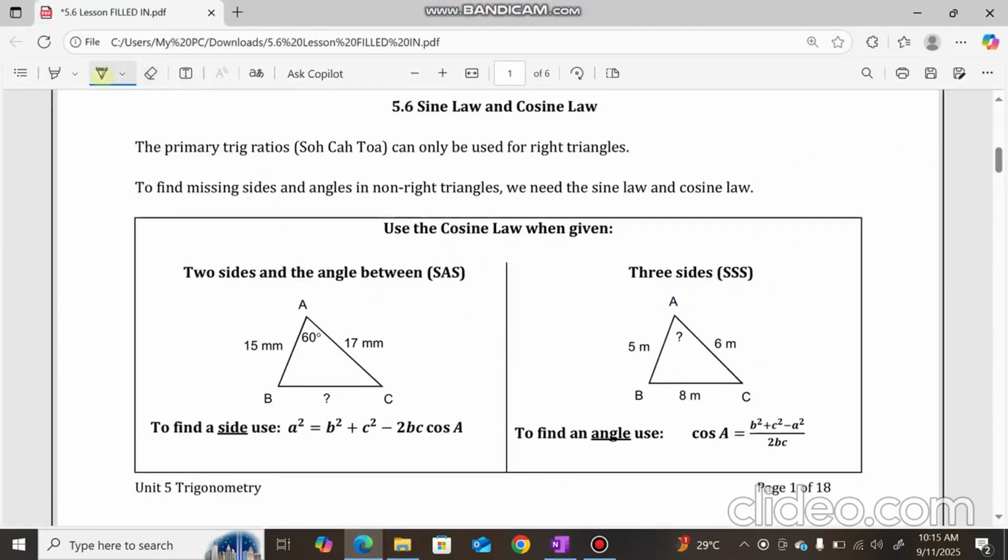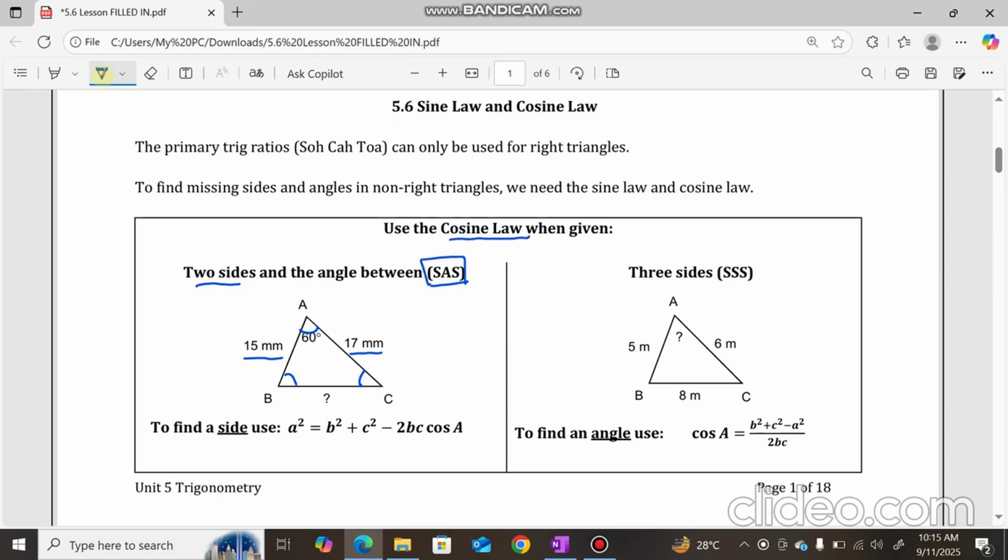You can clearly see this is not a right angle triangle. This is an acute angle, this is also an acute angle, and this is also an acute angle. Here you can see two sides and one angle between them are given, and we will say this is the SAS postulate. SAS postulate means side angle side postulate. If two sides and one angle are given, we're going to use the cosine law.